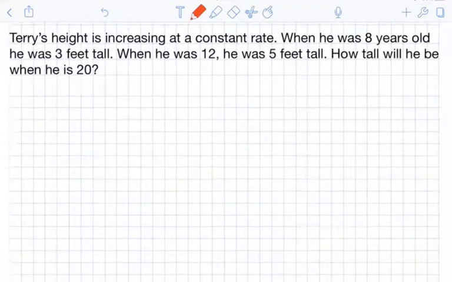Okay, so the first example of the strengths and weaknesses of linear modeling, here's a question. Terry's height is increasing at a constant rate. When he was 8 years old, he was 3 feet tall. When he was 12, he was 5 feet tall. How tall is he when he's 20?